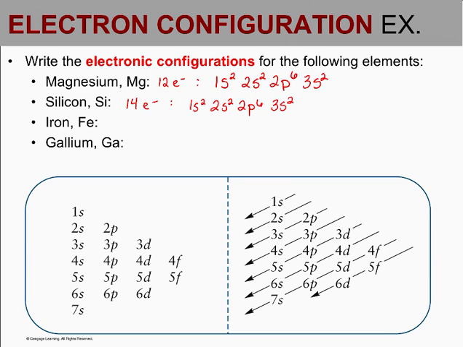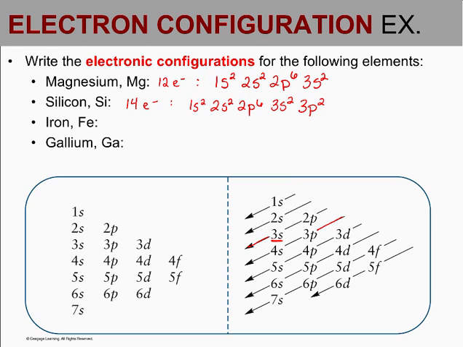So what comes next? We stopped at the 3s, and according to this chart, the next orbital that we need to fill in is 3p. So we'll put 2 electrons in the 3p subshell. Now remember that the 3p, or really any p subshell, can hold a maximum of 6 electrons, but you can also have less than that. So we could just have 2 electrons in that p orbital or subshell, and that's fine.